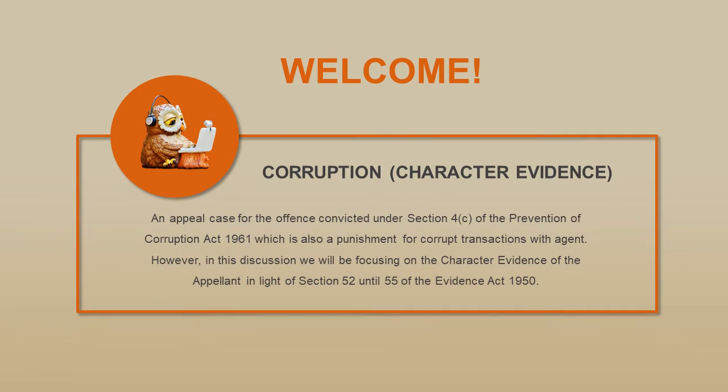Before I jump into the details of the case, let me give you some important details for you to have a better understanding throughout my presentation. So, this is an appeal case for the corruption offense. However, for the purpose of this assignment, we'll be focusing on the character evidence in light of Sections 52 until 55 of the Evidence Act 1950.